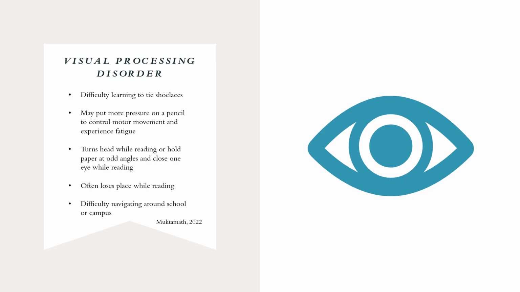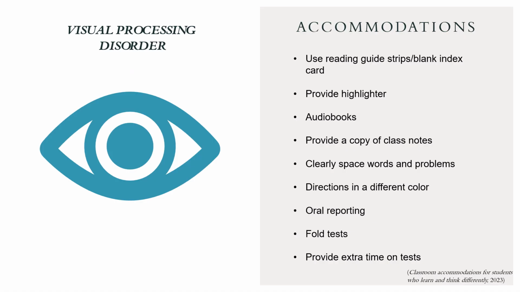Let's look at how we can modify or accommodate. We could use reading guide strips or blank index cards to block out other lines of text while reading. We could provide highlighters to use to highlight information while reading. We could allow students to use audiobooks. We could provide a copy of class notes, or we could have a student that they're close to take notes for them and then allow them to use those notes.